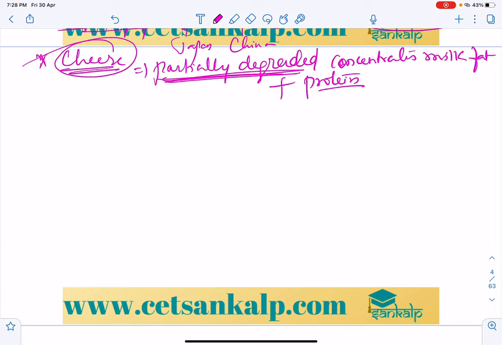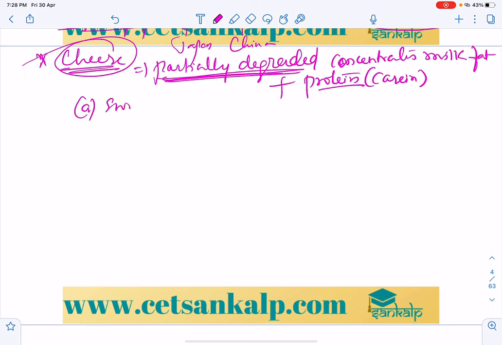Next, as we all know, when the milk protein casein is degraded, it gives different types of cheese, such as Swiss cheese. The characteristic taste and quality of the cheese is determined by which type of microorganisms are used to obtain it.